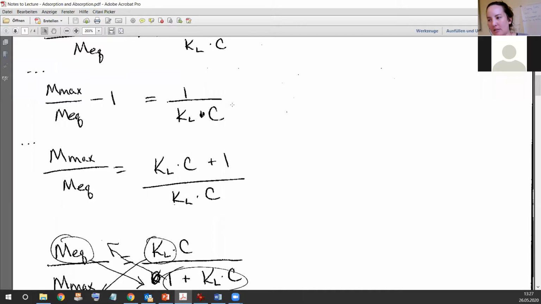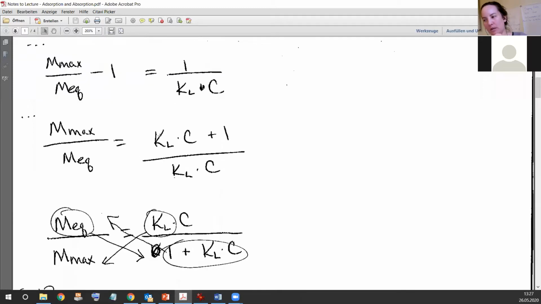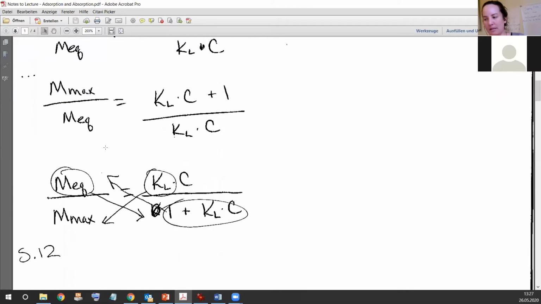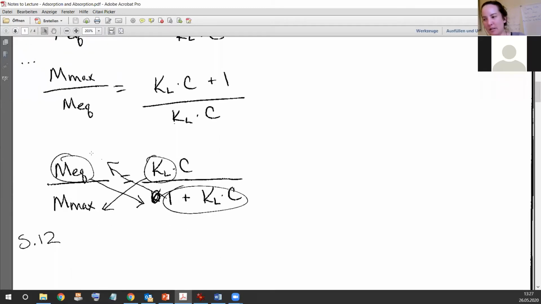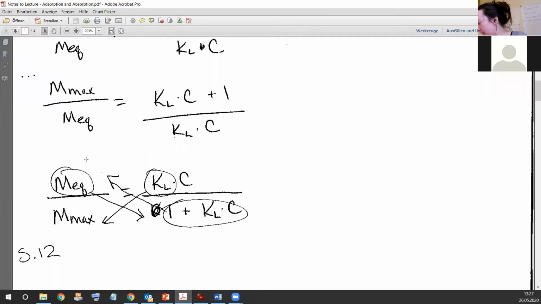And this 1 can be added to the right side. So adding 1 here, and in the denominator there is K_L times C. So this 1 becomes (K_L times C plus 1) divided by K_L times C. This is the maximum divided by the equilibrium. Now this expression can be further rearranged so that we have C divided by M equilibrium, and this is equal to placing this term in the numerator, (1 plus K_L times C) divided by M max times K_L.